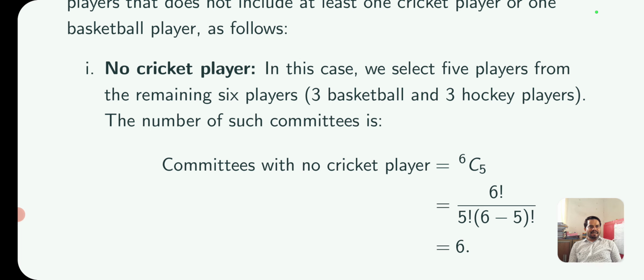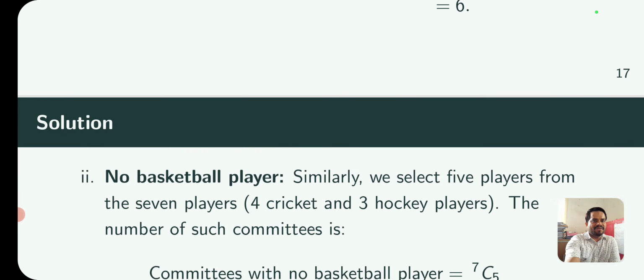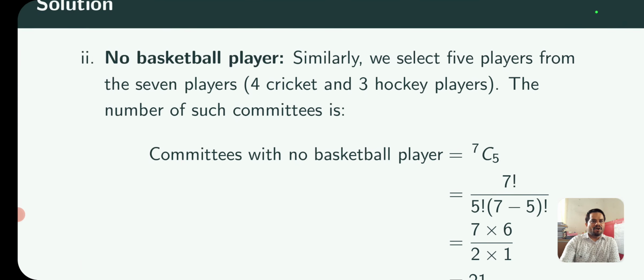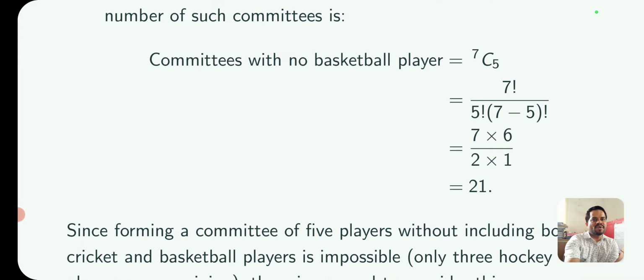The second case is no basketball player. It means we have to form the committee of 5 players out of 7 players. Why? Because there are 4 cricket players and 3 hockey players, and the restriction is that no basketball player is included in this committee. So the committees with no basketball player number 7C5. Simplifying, we get the answer 21.